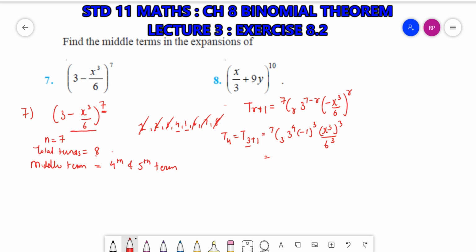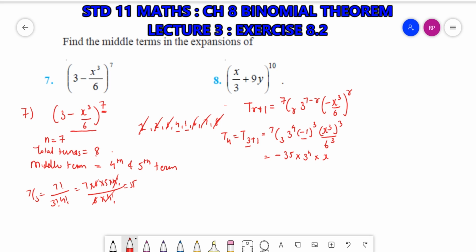So this will be minus 1 raised to 3, that will be minus. 7C3 we will solve it separately. 7 factorial over 3 factorial into (7 minus 3) which is 4 factorial. 7 into 6 into 5 into 4 factorial upon 3 factorial, that is 6, and 4 factorial. 6 gets cancelled, 7 into 5 is 35. So this is minus 35.